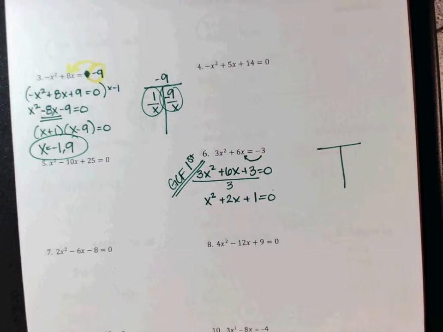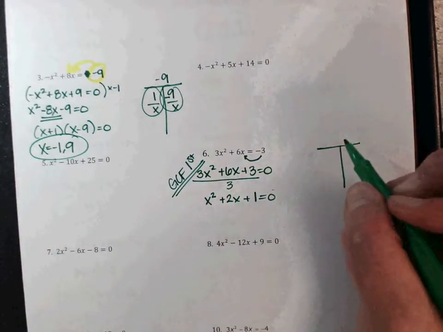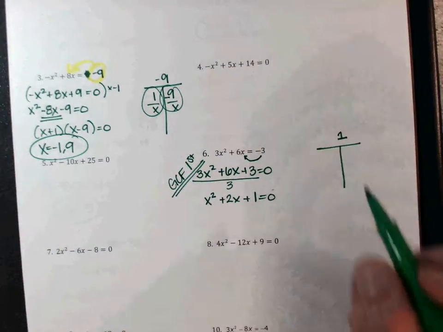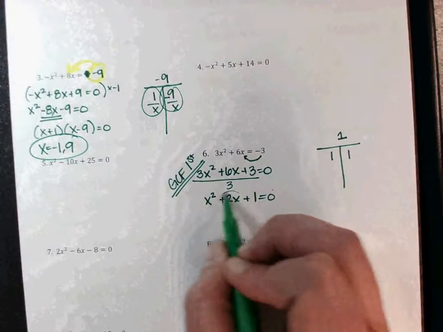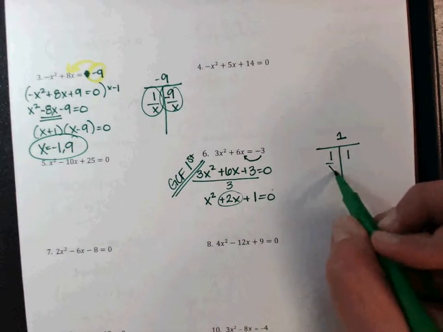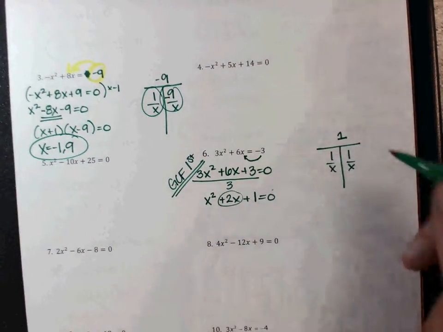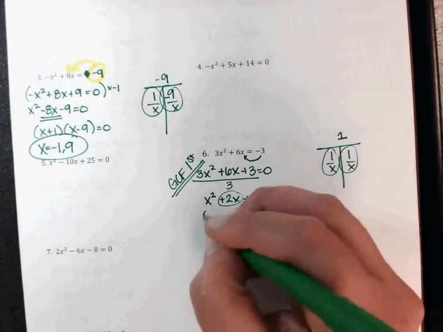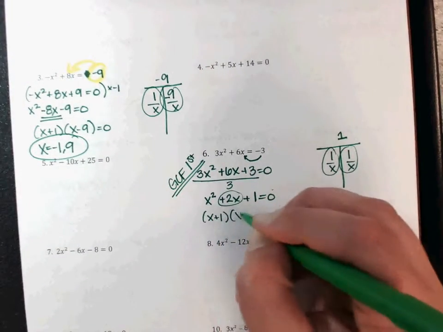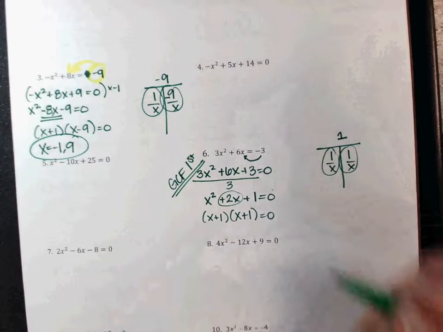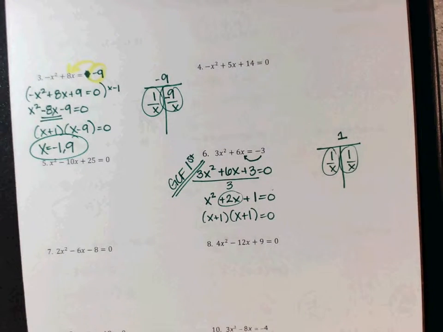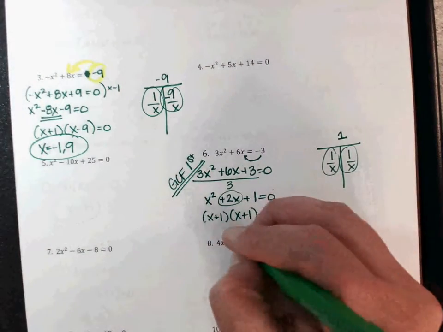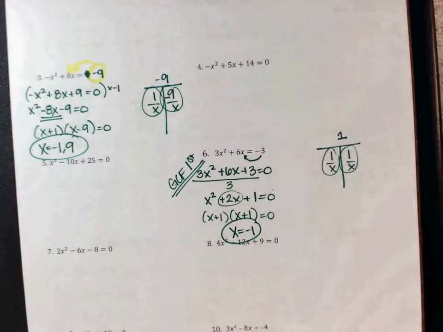Okay, then set up your chart. At the top of the chart, remember we're going to put our c term, which is a positive 1. What's the only way to multiply to get 1? 1 times 1. Does that also add to 2 in the middle? Yes, it does. So put them both over x, and it'll be x plus 1 and x plus 1. Now, when your factors are the same, your answers come out to be the same. Do you have to list it twice? No. If it's a plus 1, your only answer is negative 1. Okay?